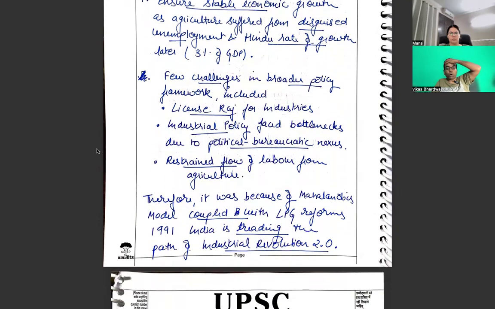A few challenges in the broader policy framework included license raj for industries, industrial policy facing bottlenecks due to the political bureaucratic nexus, and restrained flow of labor from agriculture. Therefore, it was because of the Mahalanobis model coupled with the LPG reforms of 1991 that India is treading the path of industrial revolution 2.0. I think, yes, it is true.